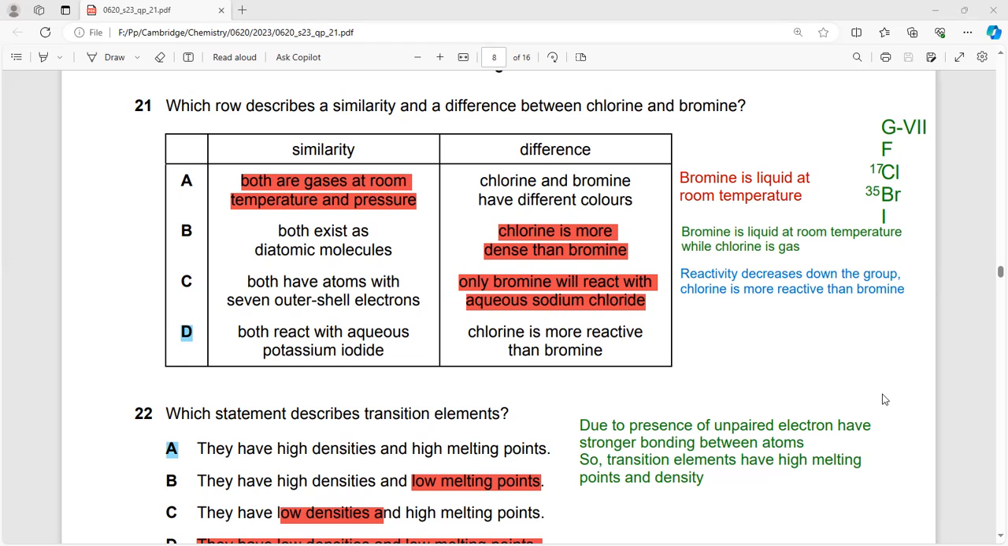So both react with aqueous potassium iodide. It is correct. So why? Because iodine is coming down from chlorine and bromine. So that's why it is less reactive. So both can react with the sodium in the presence of iodine. Now, chlorine is more reactive than bromine. So it's correct. Why? Because if you're moving down the group, the reactivity is decreasing. So that's why chlorine is more reactive than bromine. So D is our correct option here.